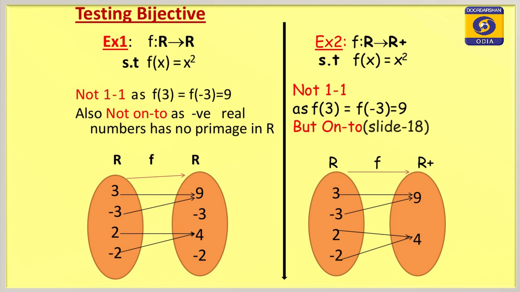You see the picture. So, 3 square is 9, and minus 3 square is also 9. So, this cannot be 1-1, this is many-1. So, this is a many-1 function, that means not 1-1. Also, this is not onto, because the function is from real numbers to real numbers, so there are negative elements in the codomain set which are not related. So, the function is also not onto, or you can say minus 3 does not have a pre-image.